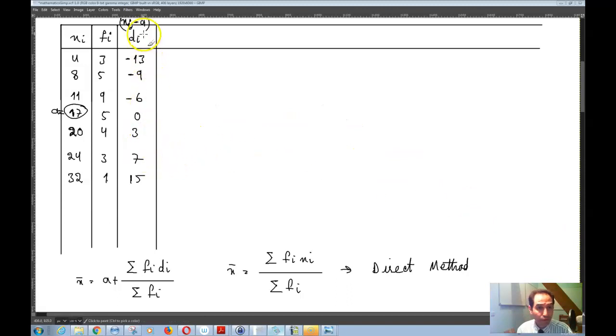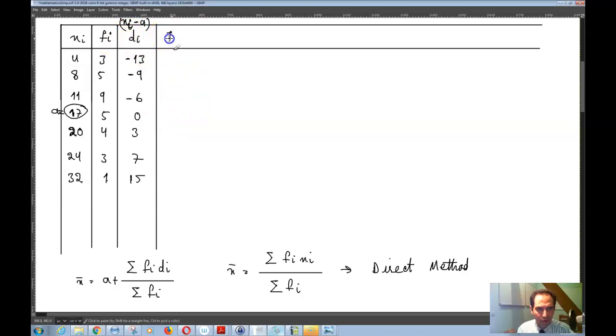So now what I have here is D of I, and you can see that D of I have no class size here or anything, so I cannot make these numbers smaller in any way. There is no such number that I can find that all of these numbers are divisible by. This is a 13, this is a 9, a 6, a 3, a 7, a 15. So it's not possible to do that.